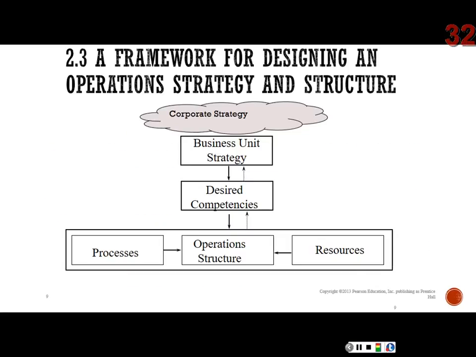Okay? So, a framework for designing an operation strategy and structure. You do the business unit strategy first. You figure out what the desired competencies are. You talk about what the operation structure needs to be, what processes need to flow into that, and what resources you need for that. And they show it with this second set of dotted line arrows that goes back up through, right? Because if, for whatever reason, your operations is not able to deliver, you need to make sure that you're communicating and coming to some consensus on how you're going to handle it, okay?